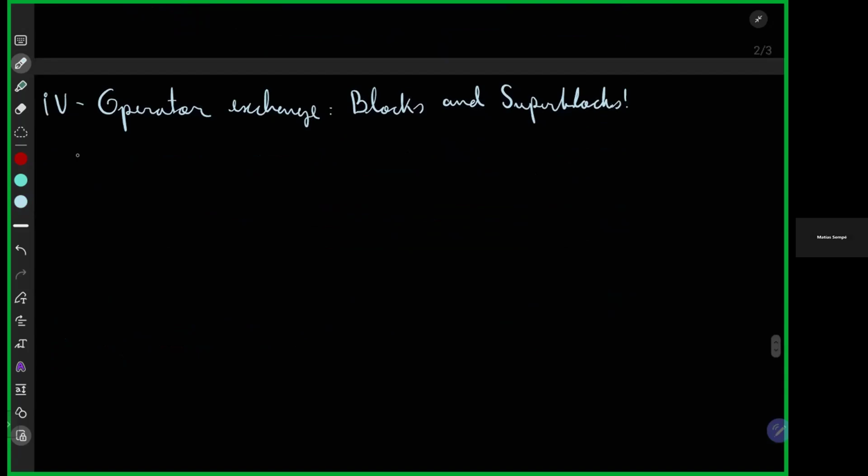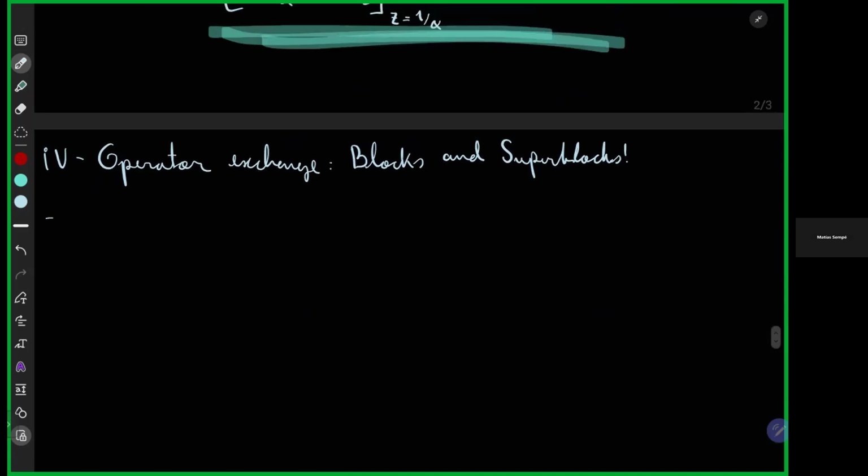Okay, so again, if you are acquainted with conformal symmetry, conformal field theory, you might know that in conformal field theories you always have something called a conformal block expansion.